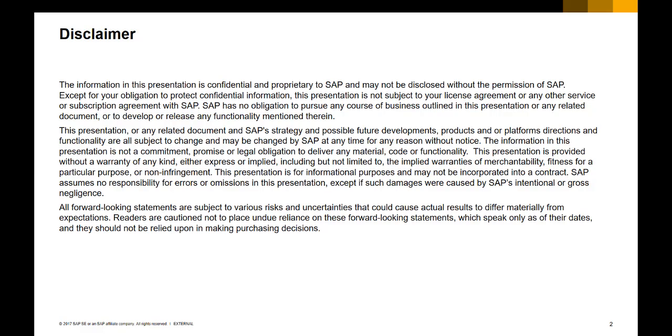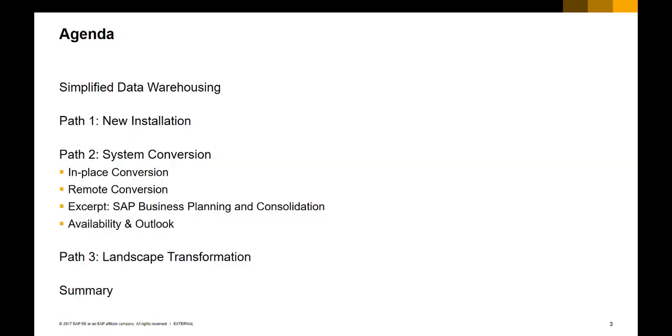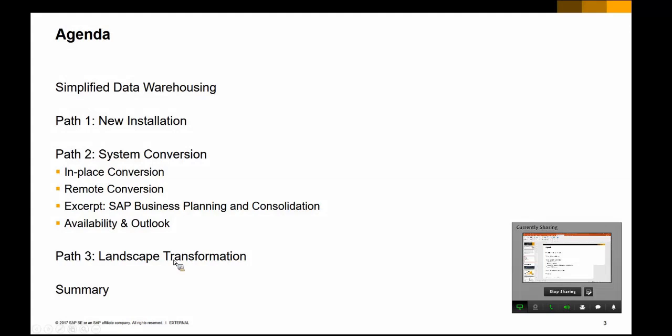We are going to cover quite a bit of topics. In the beginning, I'll talk a little bit about the simplification of our data warehousing solutions, SAP BW, and how we got to BW4HANA, what are the differences, and then we'll cover the main part of this presentation, which is going into the different paths on how you get from an existing BW system to BW4HANA. As you can see, there are three distinct paths. Most of the time we'll spend today talking about the system conversion, which has two variants.